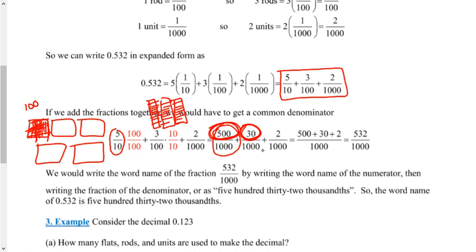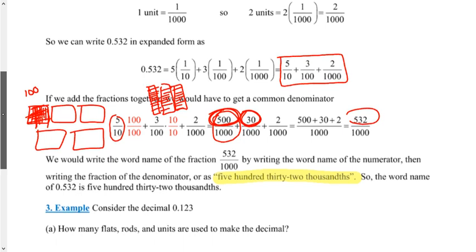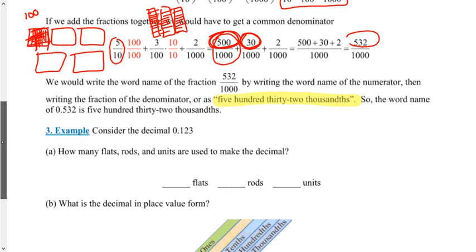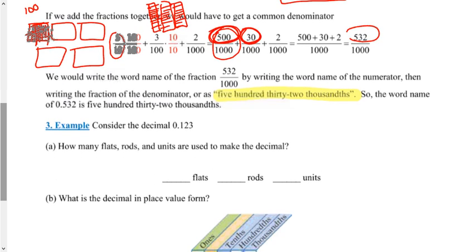Now, we just did that without common denominators. We just changed everything into units. And then we've got 500 plus 30 plus 2 is 532. And if we're working in our units, remember those are 1,000th. So 532 thousandths. Now that's actually how this is read out loud, right? 532 thousandths is how you would read that.